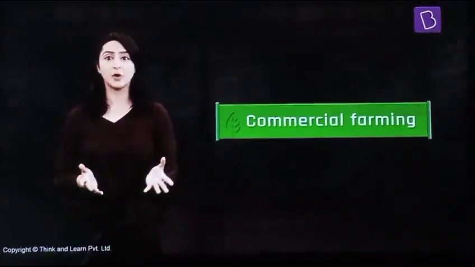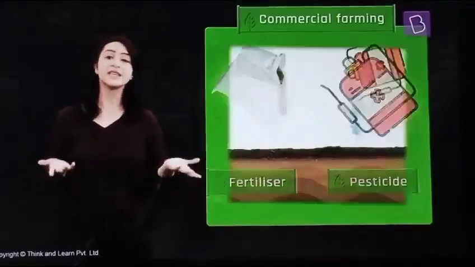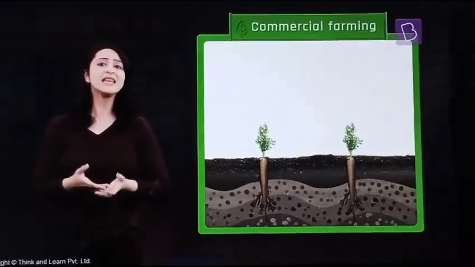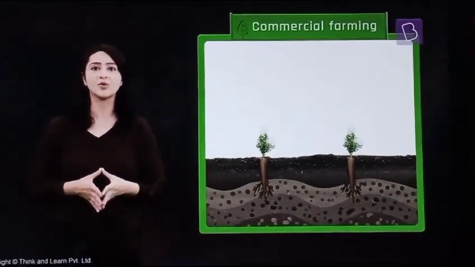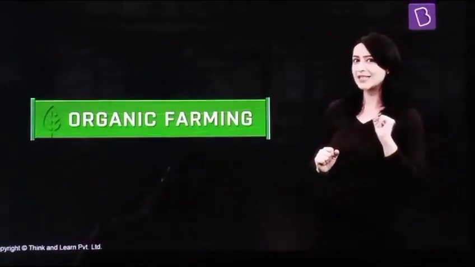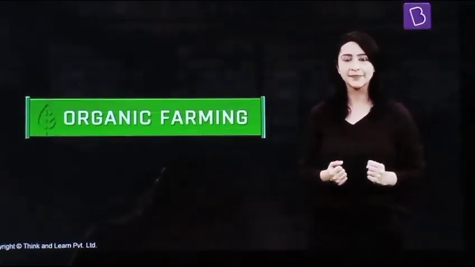All types of commercial farming usually involve the use of a large amount of chemical fertilizers and pesticides. However, the indiscriminate use of chemical fertilizers and pesticides can damage the soil in the long run and make farming unsustainable. Organic farming has been put forward by a few as a solution. But what is organic farming?